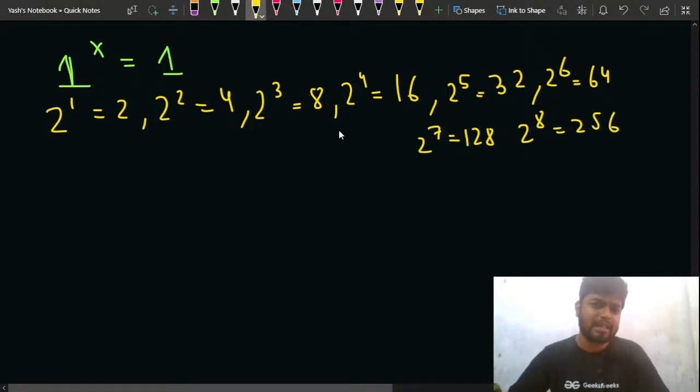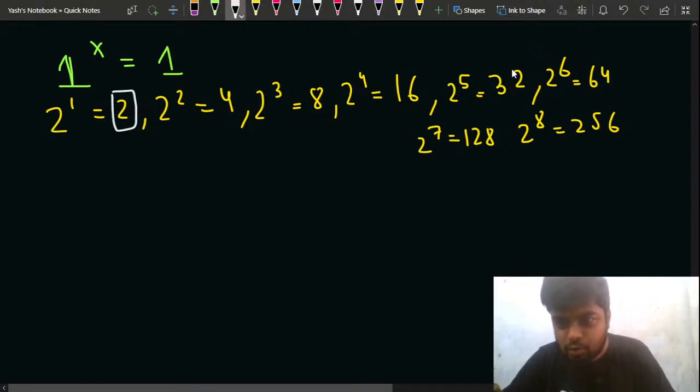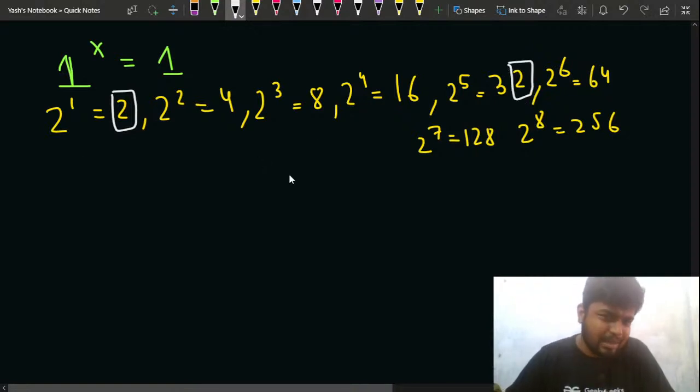Now what does this mean? If you notice, the last digit here is 2, and at 2 to the power 5 the last digit is also 2. It is repeating. 2 to the power 1 and 2 to the power 5 have the same last digit, so the last digits are repeating.